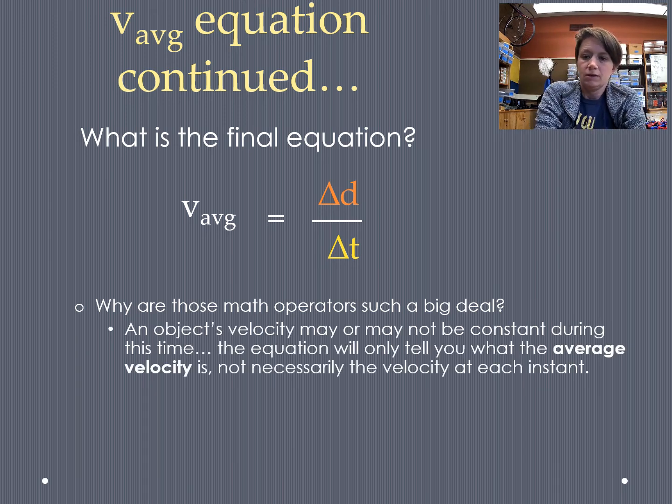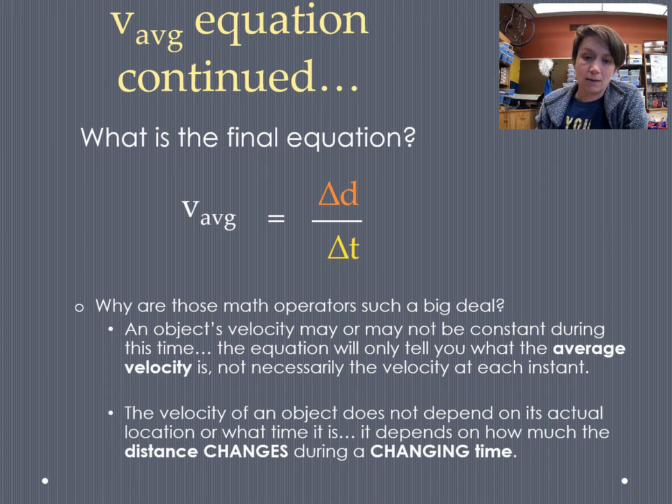Well, the V average reflects the fact that most objects don't actually go at the same velocity for the entire interval that they are traveling. If you think of a car driving to Eugene or something, you might average 60 miles an hour over the course of your trip, but you're not going to be going exactly 60 the entire time, sometimes a little faster, sometimes a little bit slower. So this equation takes into account all those things and will just tell you what the average velocity is, not necessarily the velocity at each moment in time.